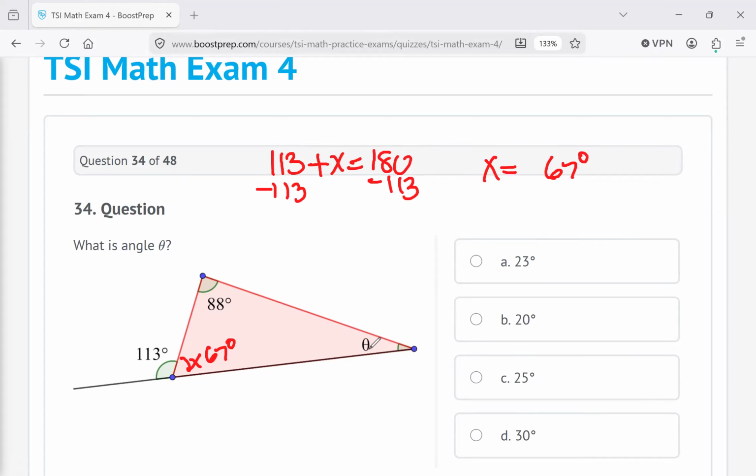Now I could figure out this unknown angle, so it's basically 180 minus 88 minus 67.